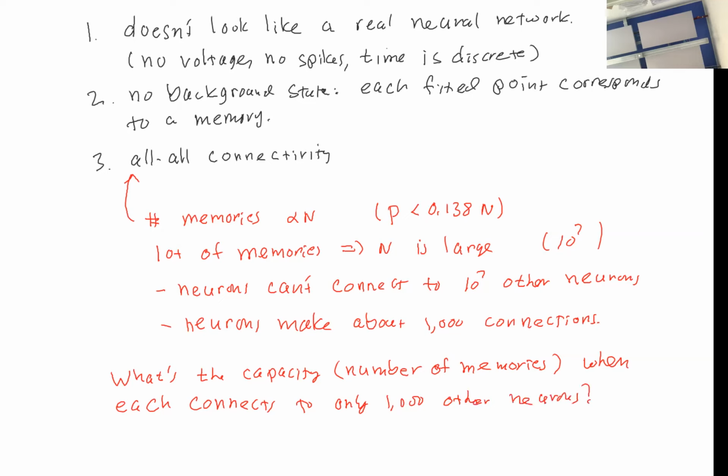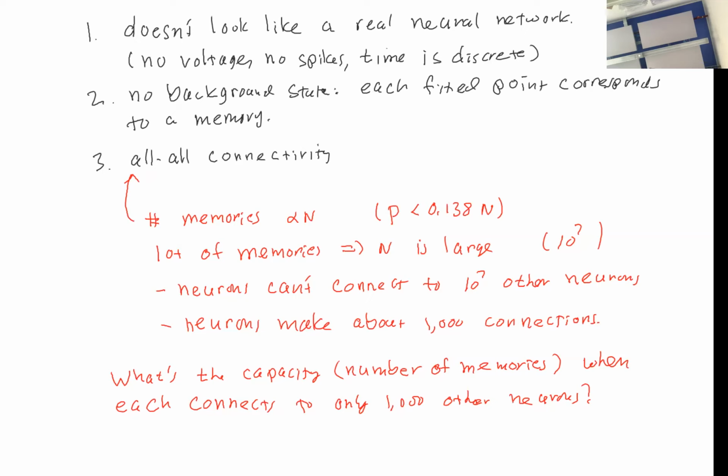We're going to make this network steadily more realistic. First, we're going to consider all-to-all connectivity. Then we're going to make it continuous time, and finally, we're going to add a background. And each time we do that, as we'll see, the only thing that really hurts capacity is the first thing we do. Getting rid of all-to-all connectivity, that's really what kills you when it comes to capacity. The other ones don't really hurt much.